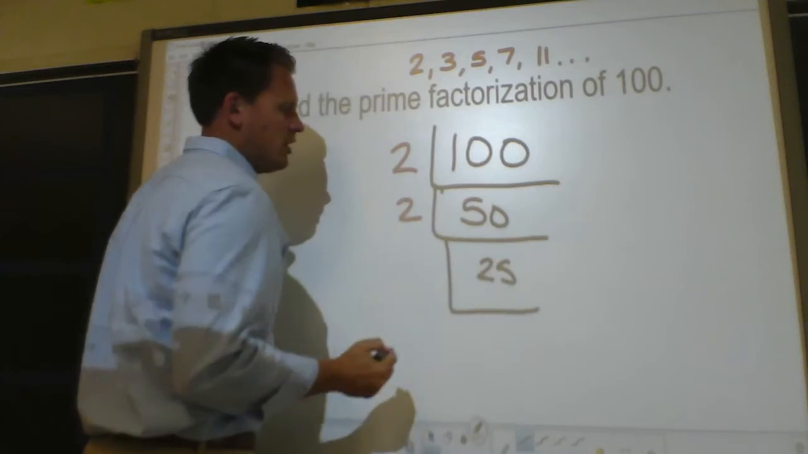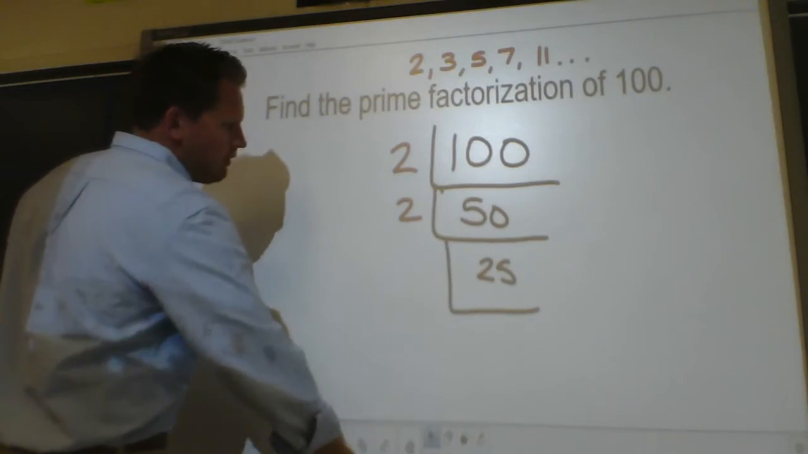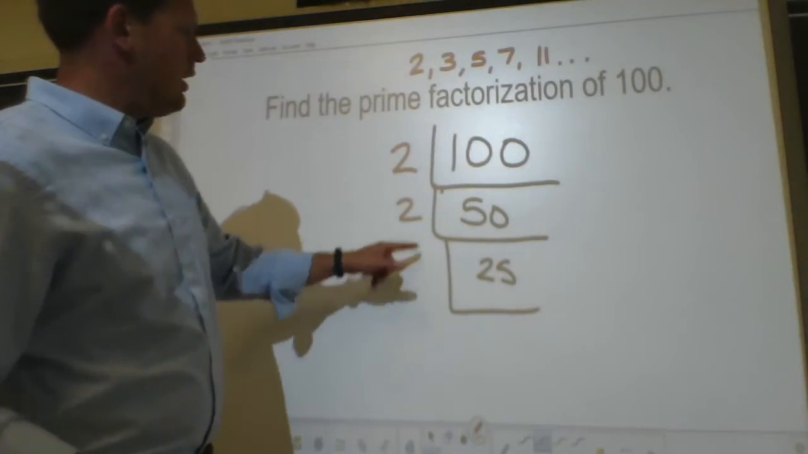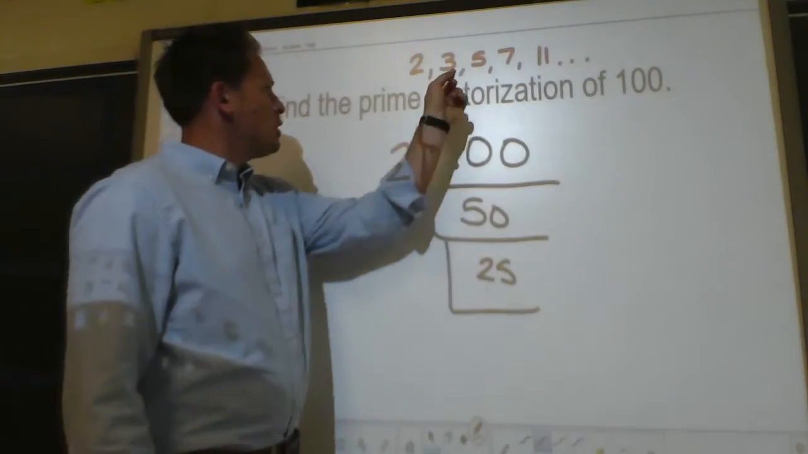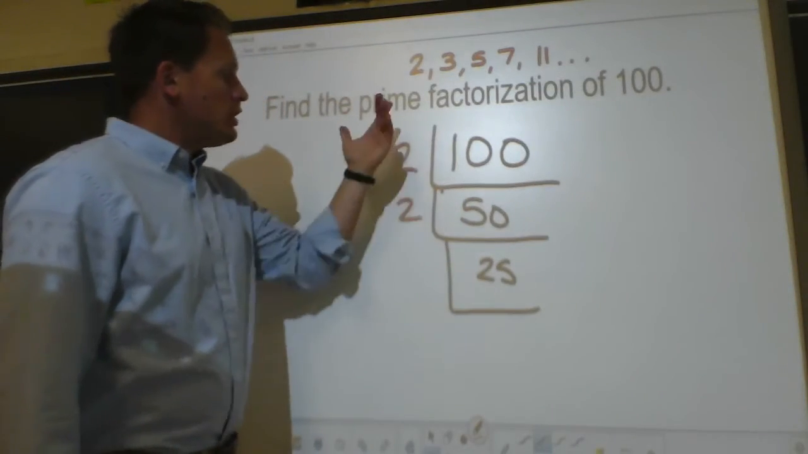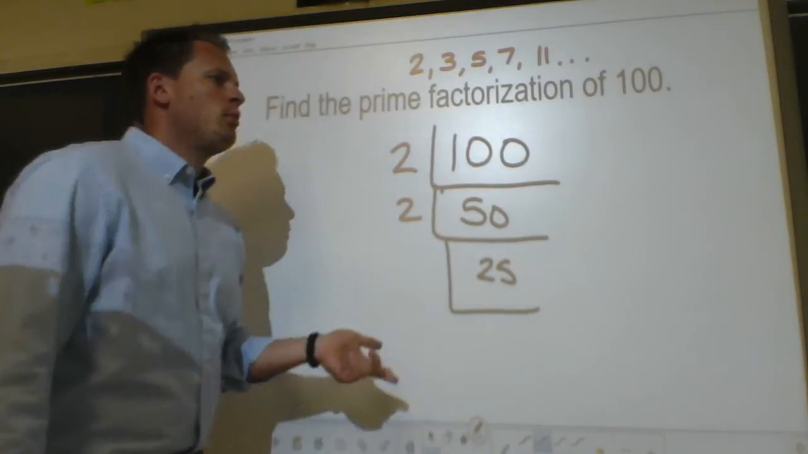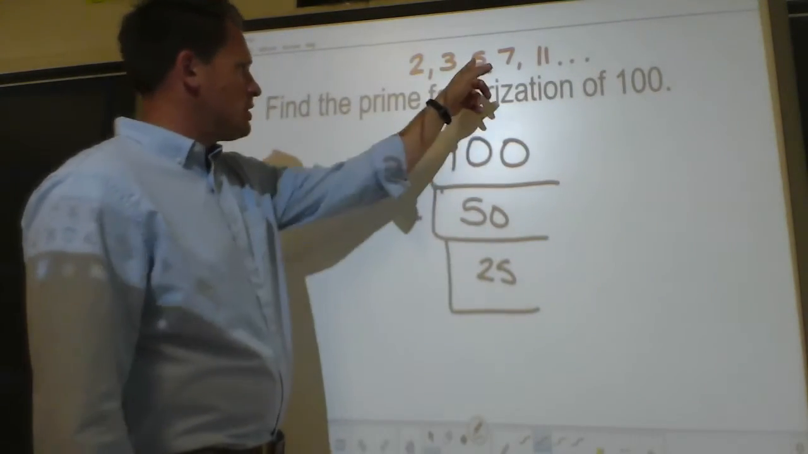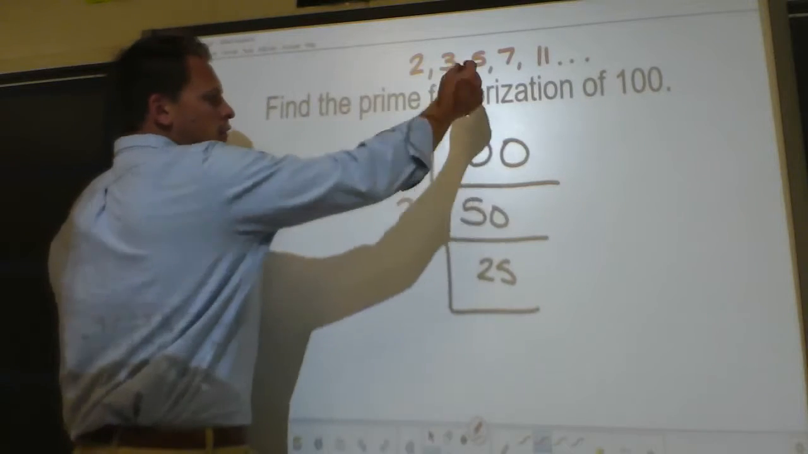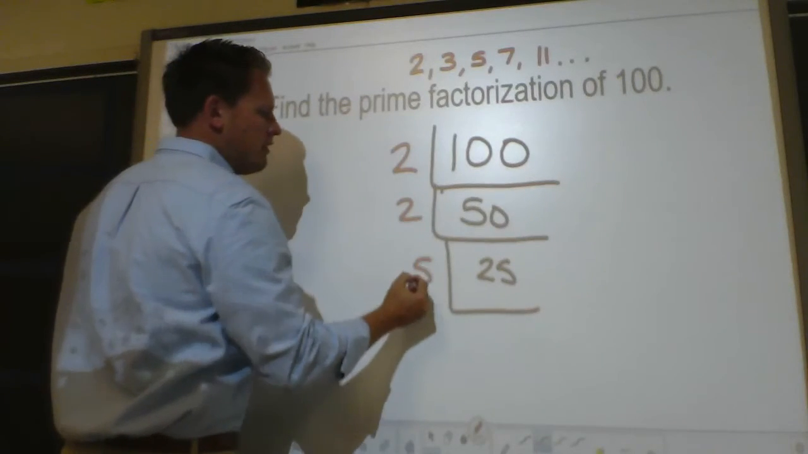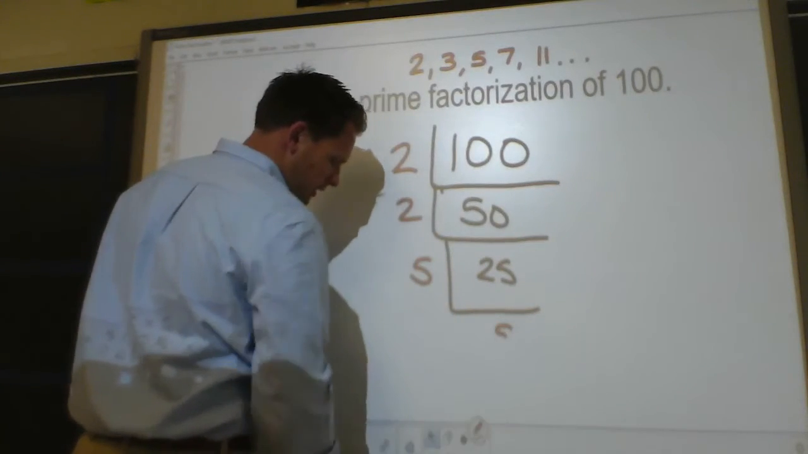What's 50 divided by 2? 25. Okay, now is 25 still even? So can I pull out a 2? Absolutely not. So should I try to pull out a 3? I should try. Does 3 fit in the 25 though? 3 times 8 is 24, 3 times 9 is 27. It doesn't, so I'm going to skip to the 5. 25 divided by 5 is 5.